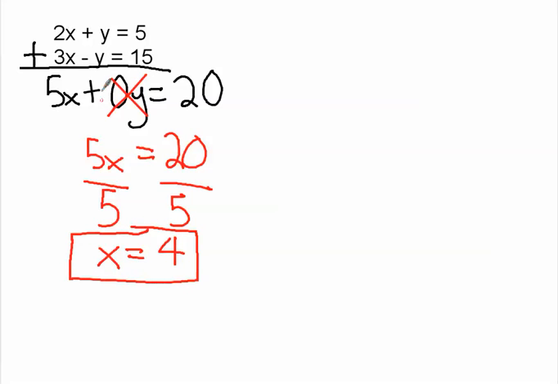So we know what x equals. Now we have to substitute that x back into the problem, and I'm going to do it into this one right here, to find y. So we have the original equation, 2x plus y equals 5. We want to figure out y, and we know that x is 4, so we're going to plug x back in.